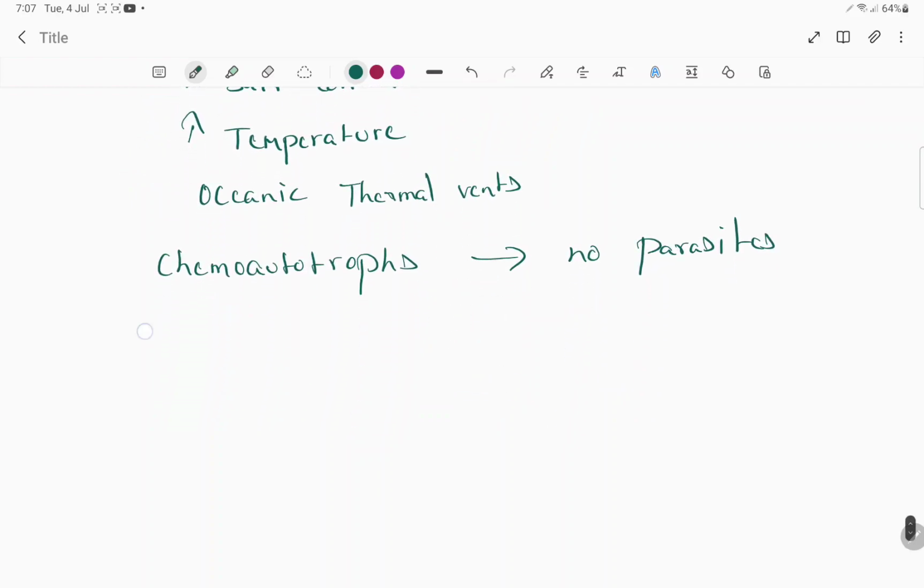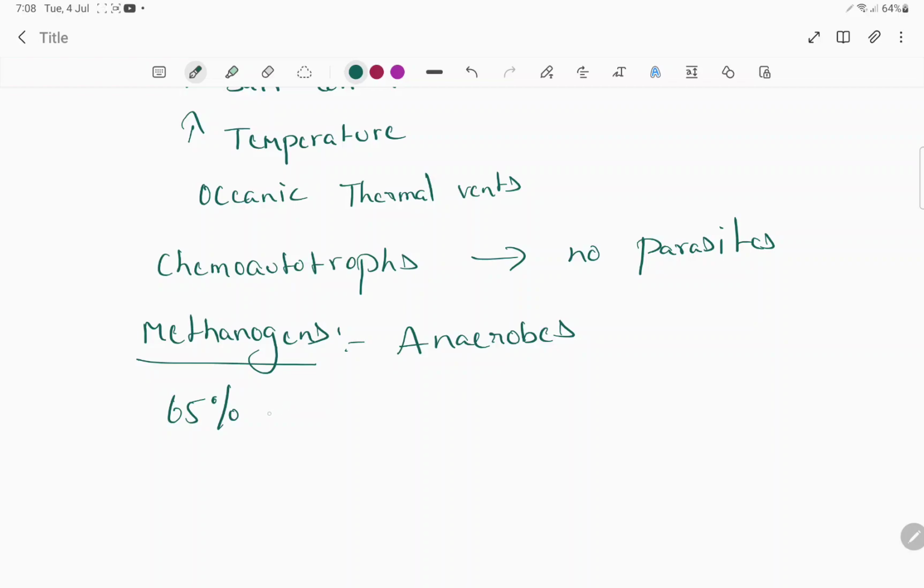Methanogens, we have the categories. Methanogens live in anaerobic environments like swamps, deep sewage, and the gut of ruminants like cows and buffaloes. They produce 65% of atmospheric methane. They are responsible for the production of methane, biogas, from the dung of animals. For example, Methanococcus.